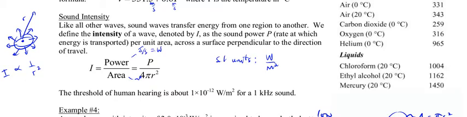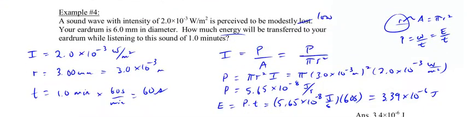However, in example number 4, this is an eardrum with a certain radius, and so the eardrum would basically be a cross-sectional area of pi r squared. All right, that's it for example 4.